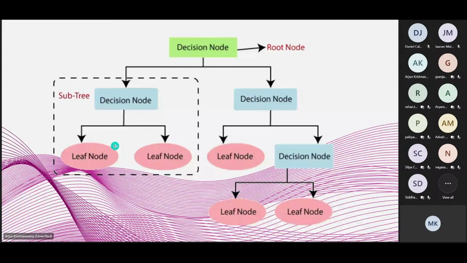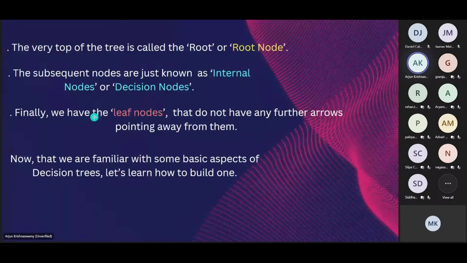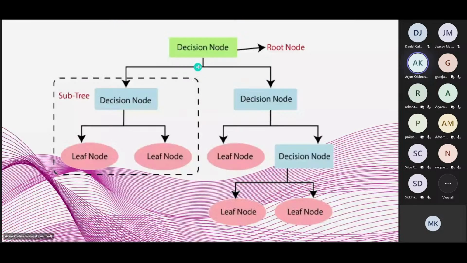Just a recap of whatever I taught you guys. The top of the tree is the root node. The subsequent nodes are known as internal nodes or decision nodes. And finally, we have the leaf nodes. Also, when we make a split, this decision node with respect to this is called its left child, and this is called its right child. Same for this. This is the left child of this, the right child of this. That is another terminology.